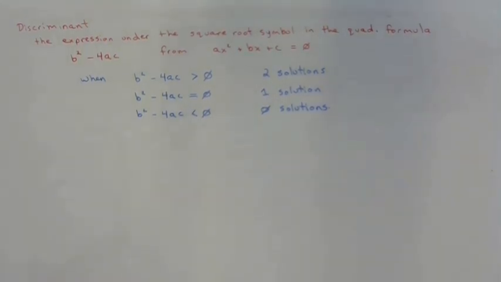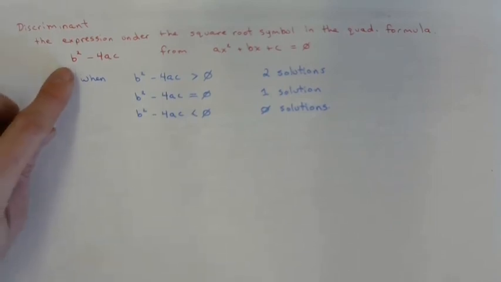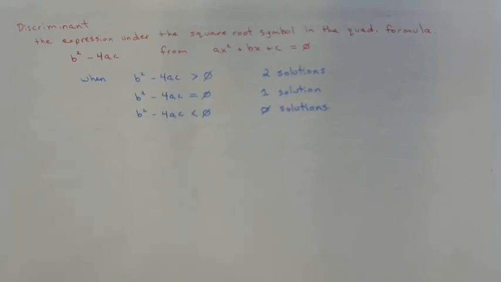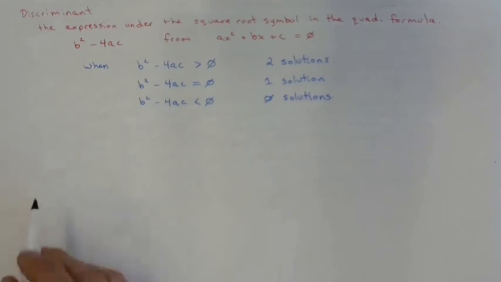Okay, example 4 gets us to use the discriminant to determine whether you have 0 solutions, 1 solution, or 2 solutions. You don't need to solve the whole thing, you just need to decide if it's going to have 1, 2, or 0 solutions, okay? So here we go. Example 4.